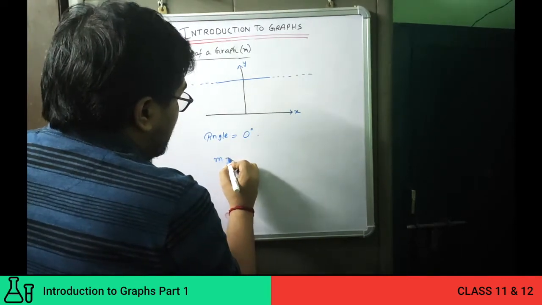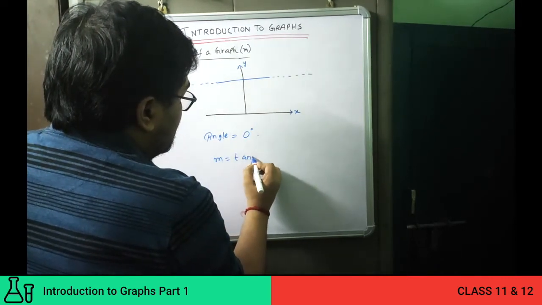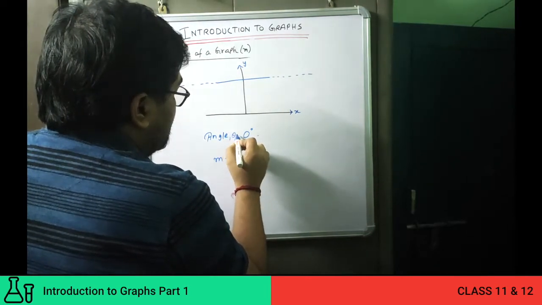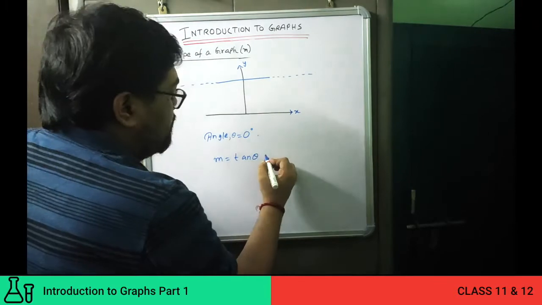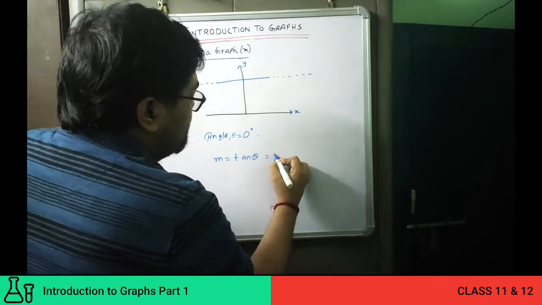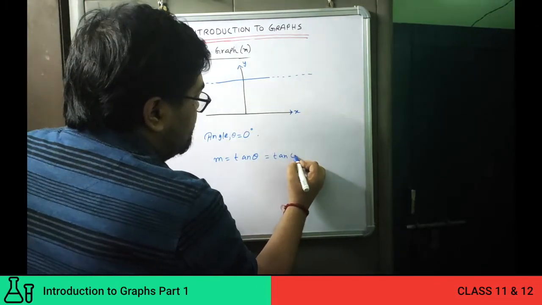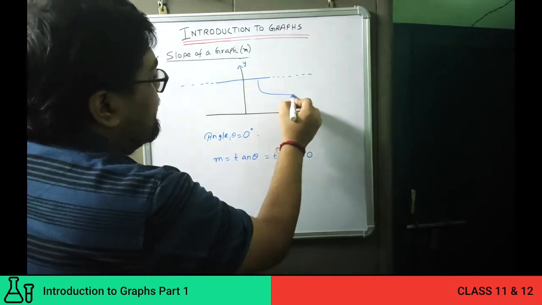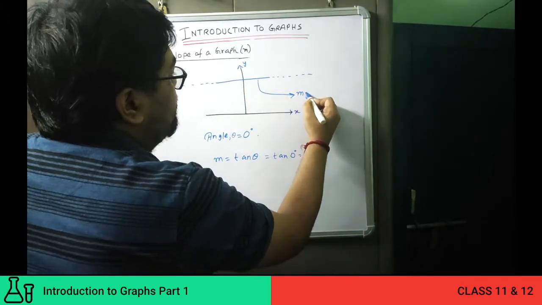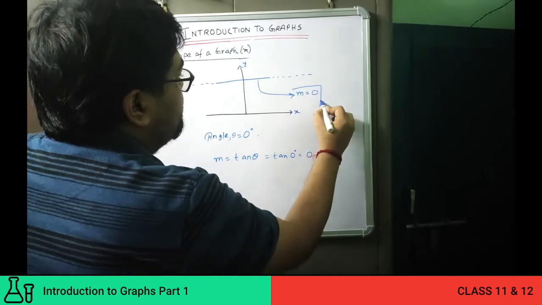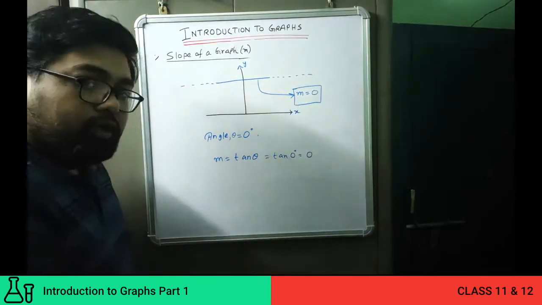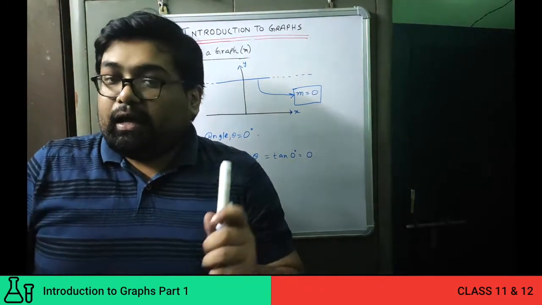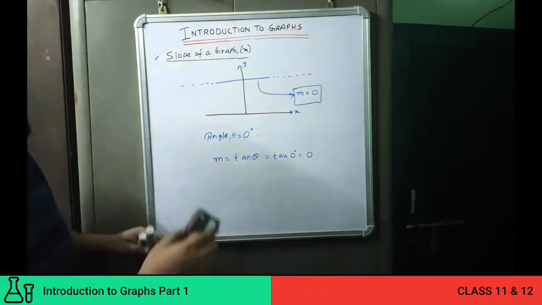So we know m equals tan theta. Here angle is represented by theta equal to 0 degree. So tan 0 degree means 0. So for this line, you will have the value of slope as 0, as the line is parallel to x-axis. Another type of graph is also there.